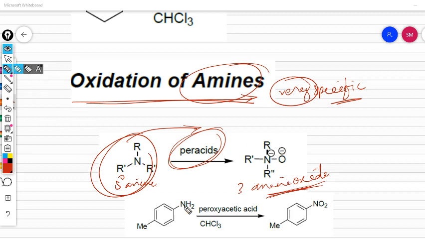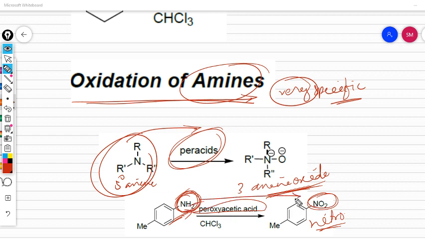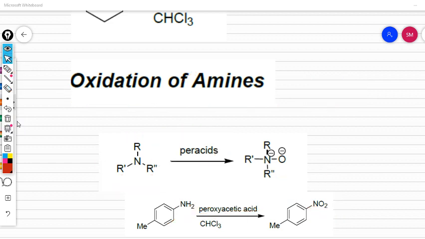If the condition is with a primary amine and a peracid, the amine group will be turned into a nitro group. This is one of the best ways to convert an amine group into nitro, a simple oxidation of the amine to nitro. For reduction you can use lithium aluminum hydride, sodium borohydride and other reducing agents. For oxidation, you can use peracids.